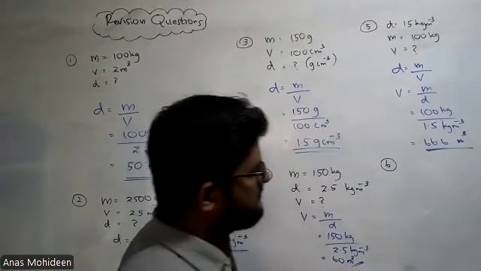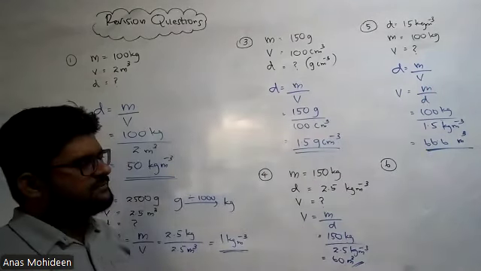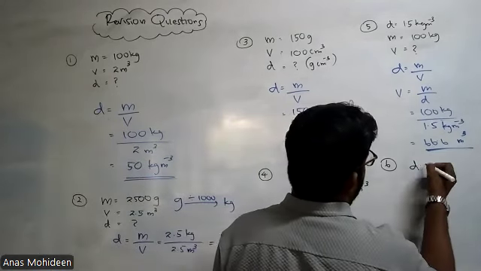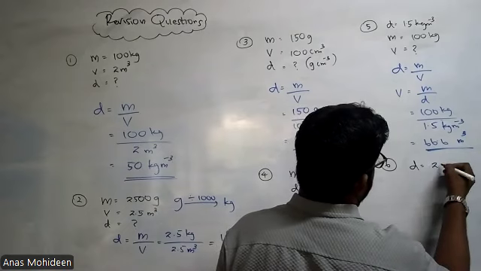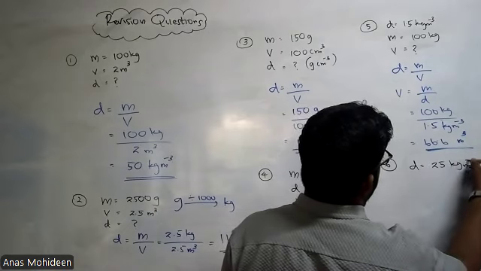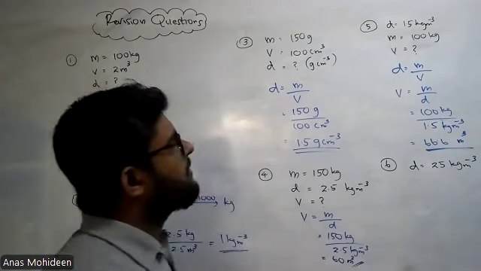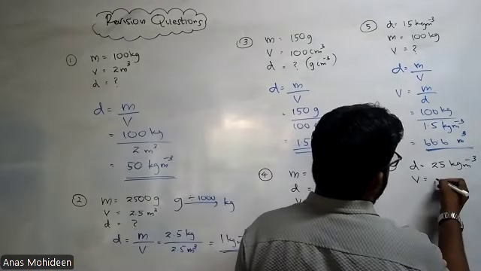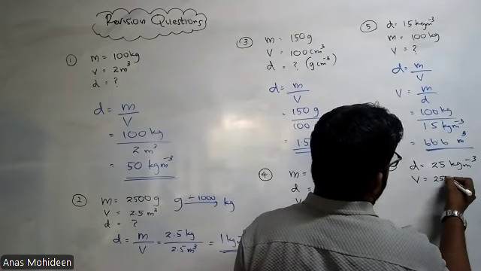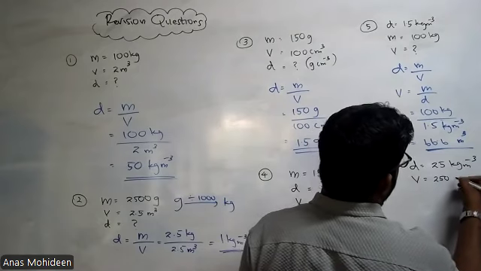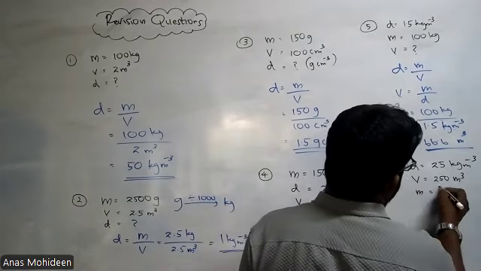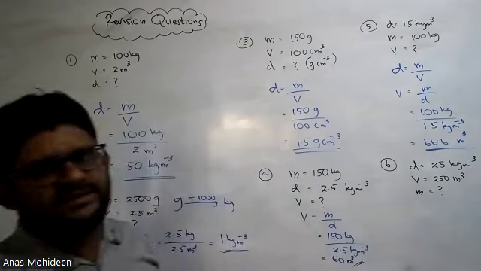Question 6, I'm going to ask you to find this. Density is 25 kilograms per cubic meter. And the volume is 250 cubic meters. How much is the mass?